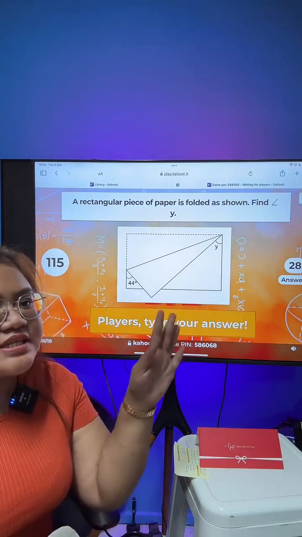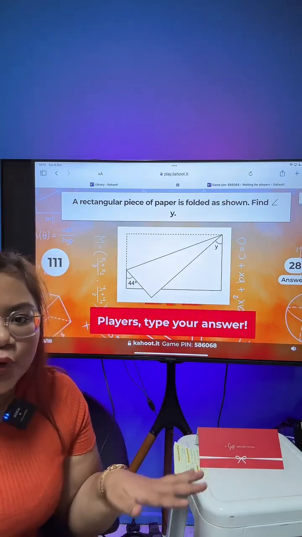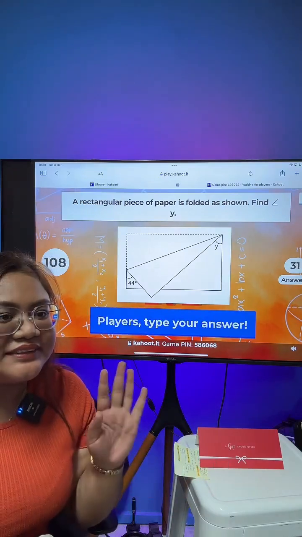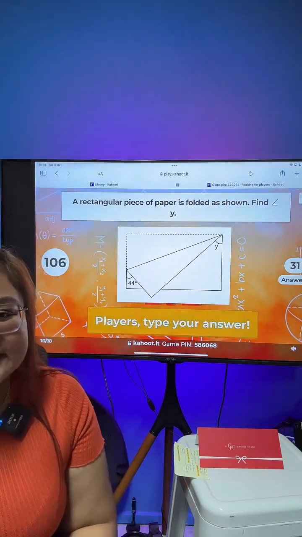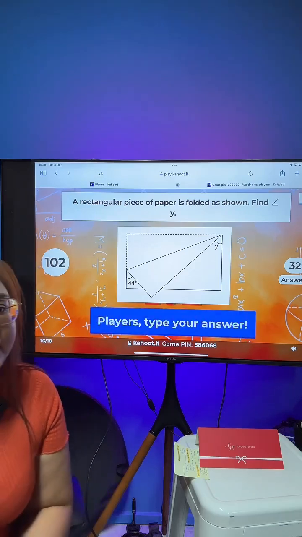No need to write units, guys. Just write number will do, okay? Number only. No need units. Yes, Firhan Firdaus, good job. Just type in your number only, okay?